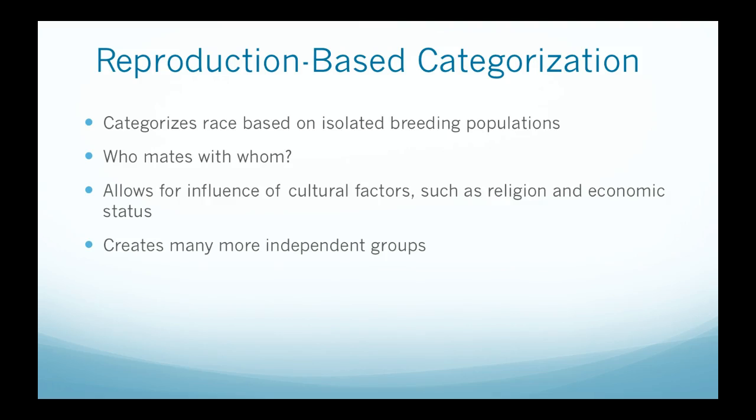For example, one of the issues with this method of categorizing race is that it creates a lot of independent groups. It creates many, many groups that you wouldn't normally see created if you use just phenotypic categories, for example. Because you're looking at which groups of people mate with each other or breed together, you're going to have a lot more groups that way. So it can become kind of overwhelming the number of groups you have, and there isn't a ton of additional benefit to that method as opposed to the others.